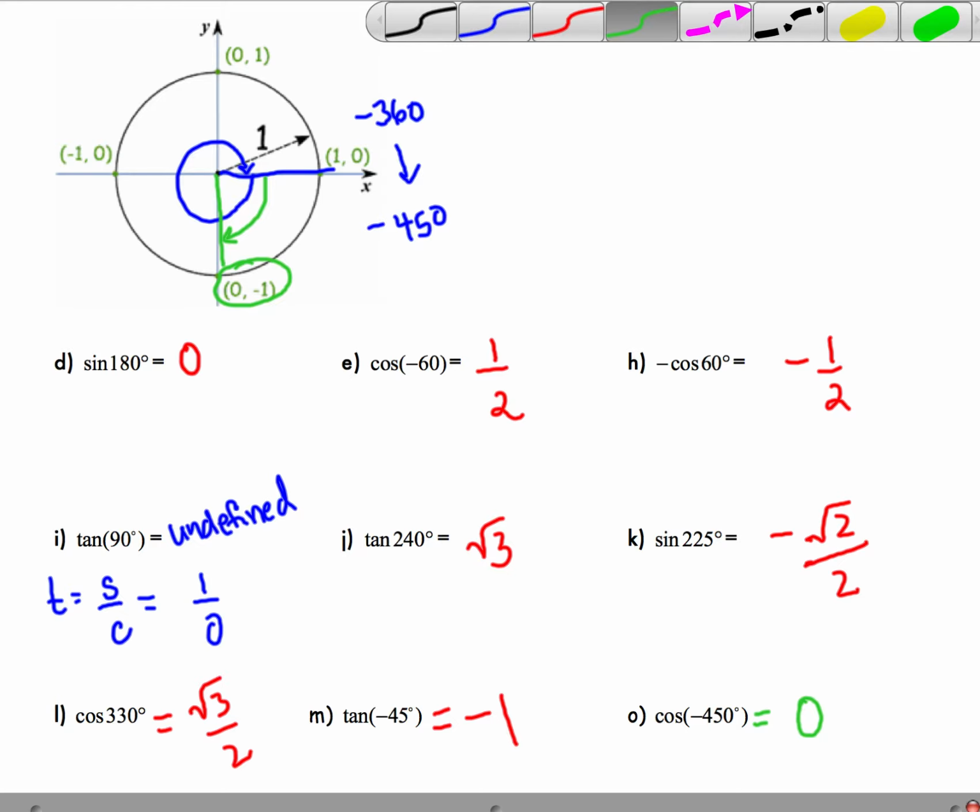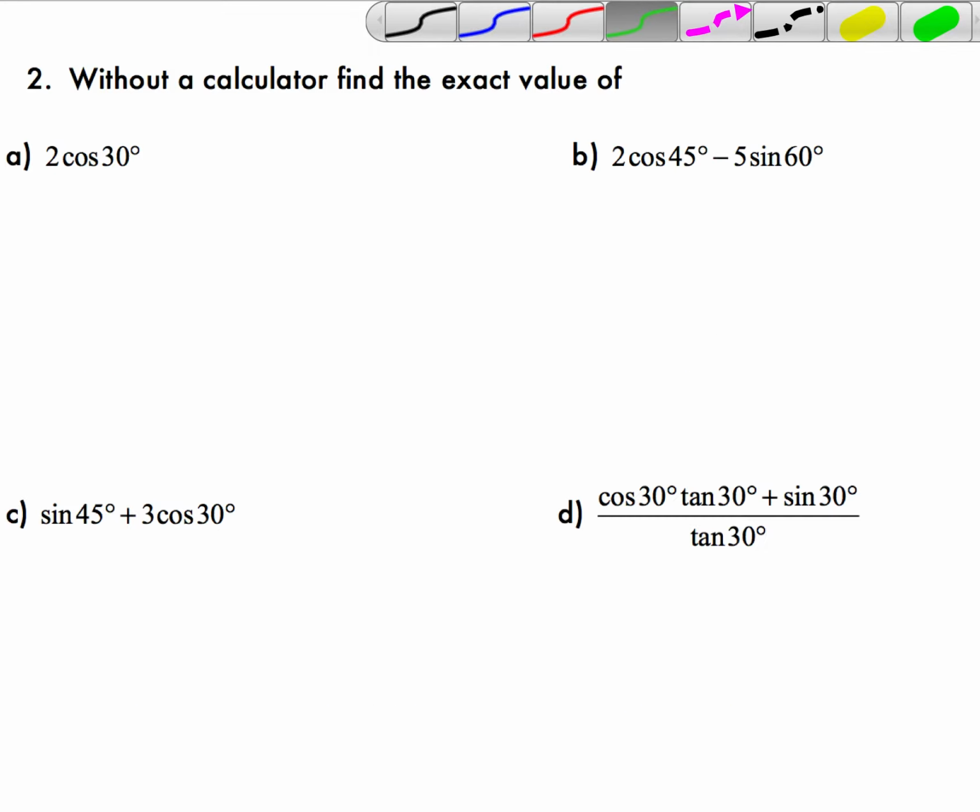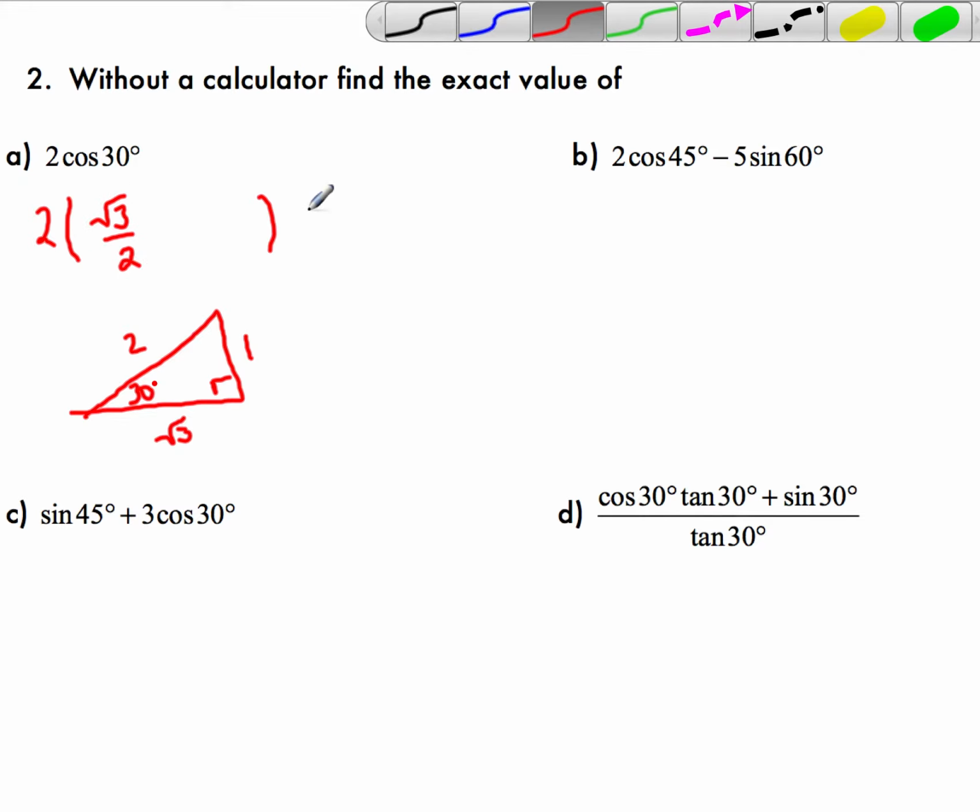Let's move on to some that are a little more tricky here. There's multi-step problems. So 2 times the cosine of 30, well, we can find our cosine of 30 by doing our special triangle. Again, I would recommend you draw this in each time just so it becomes a little more natural. This is 2, root 3, 1. And the cosine is adjacent over hypotenuse, so root 3 over 2. And if I multiply those across, I'm left with only root 3.